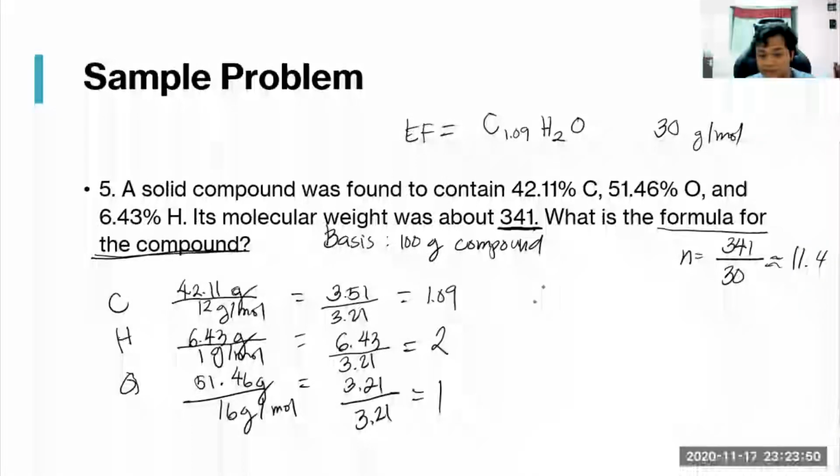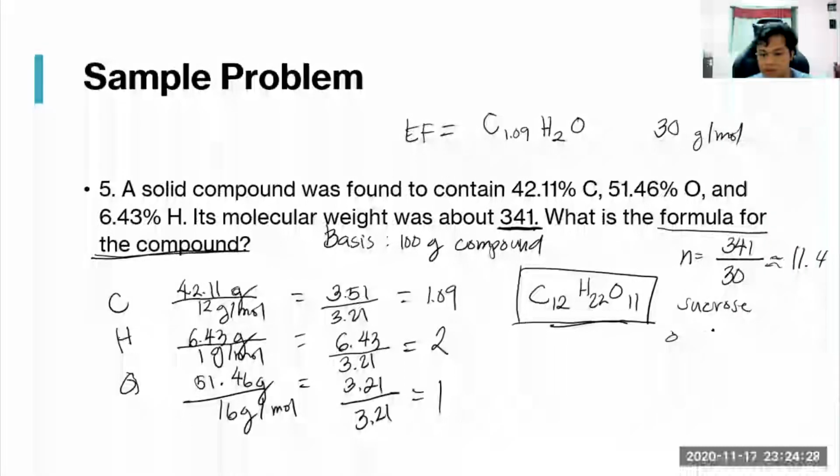So C: 1.09 times 11 gives 12, so now we'll have 12 in the C, and then H will be 22, and then O will be 11. If you multiply that 11 by these numbers, you will get these. And if you will notice, this is our sucrose, or our table sugar.